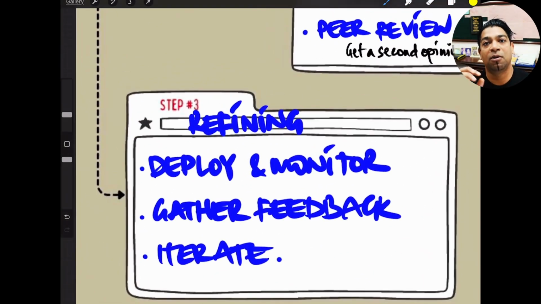Deploy, monitor, gather feedback, and iterate. Reiteration is key here because a lot of us think that we'll do sit-ups for 6 minutes and then we're going to get rock hard abs, but the iteration and the reps are what matter. So make sure that you iterate, but not only iterate, you iterate on intelligence, you iterate on feedback, you iterate on what the market is responding to. So those are your 3 steps.